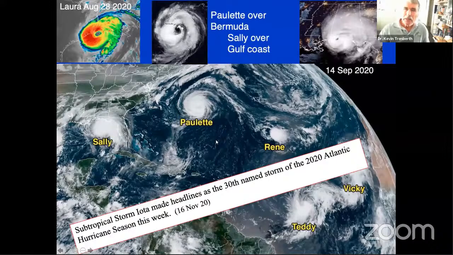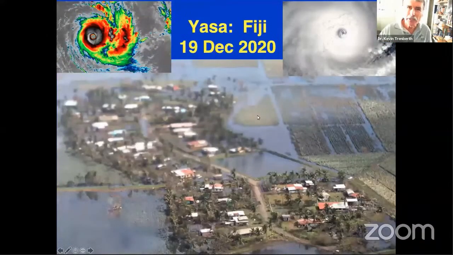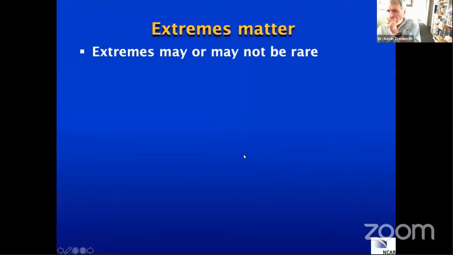In the Southern Hemisphere, in this season, Yasa in Fiji was a major Category 5 storm. It was right over the Fijian Islands at this time. And there was just tremendous damage.